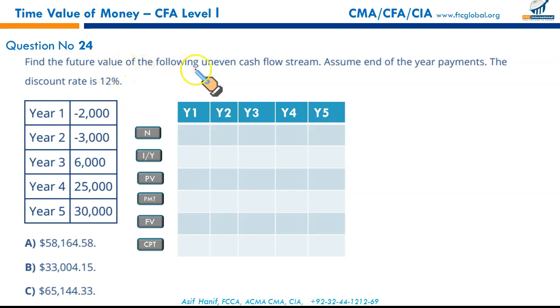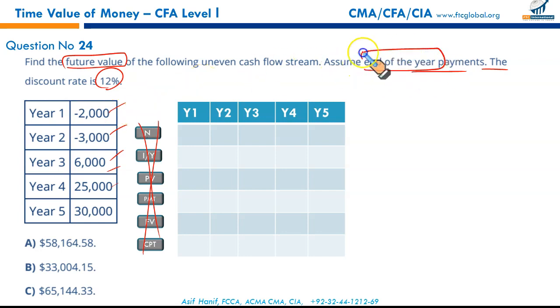Now, this one is good. Find the future value of the following uneven cash flow stream. Assume end of the year payments. Every payment is at the end of the period. See, look at this. We have to calculate future value, and it is not a repetitive amount. So don't use the TVM function. It will simply require you to calculate the future value of each of these single cash flows, which is time consuming. What you can do, since we have to calculate the future value, interest rate is 12%. And this payment is being made now or at the end of the period? At the end of the period. So you can draw the timeline or you can do it straightforward.